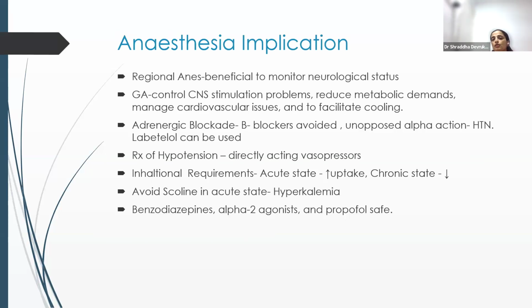Regional anesthesia is beneficial because we can monitor neurological status. Yes, but general anesthesia will control the CNS stimulation, reduce metabolic demand, manage cardiovascular issues, and facilitate cooling. Adrenergic blockade per se, beta blockers should be avoided because an unopposed alpha action will continue, which can precipitate a hypertensive crisis. So labetalol can be used. For treatment of hypertension, use directly acting vasopressors. Inhalation requirement will be increased in the acute state, and in the chronic state it goes down. Avoid scoline, which can precipitate hyperkalemia, and benzodiazepines, alpha-2 agonists, and propofol can be safely used.